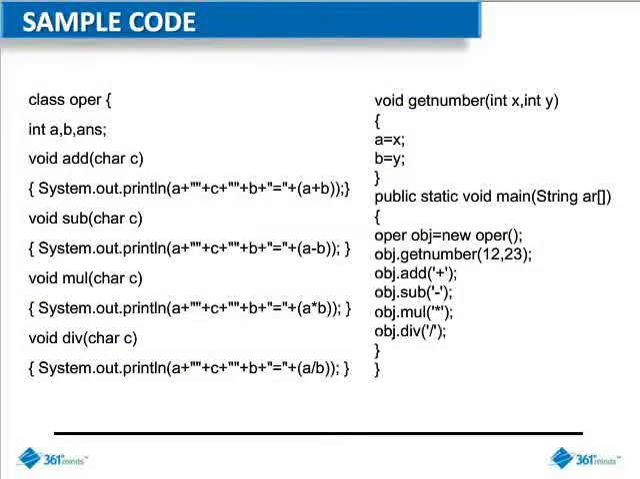What you're seeing is a sample code of a program with operators. Now, if you can just check, I have four methods: add, multiply, division and get number, and of course there's also the main method, and I have two variables, a and b, right? And in the main method I have passed two values, 12 and 23, 12 for a and 23 for b.